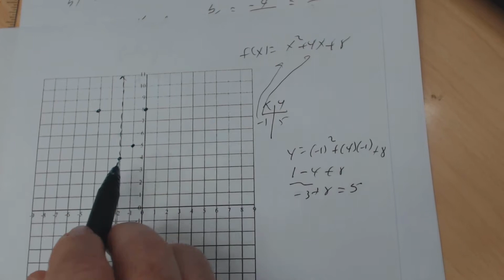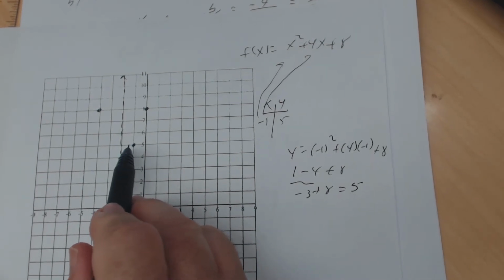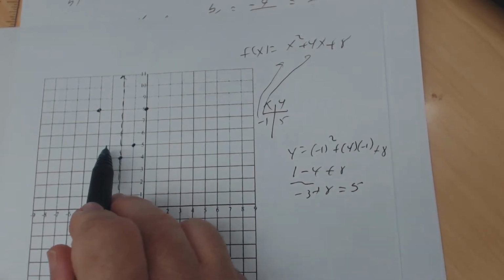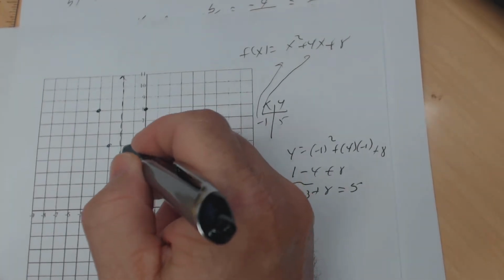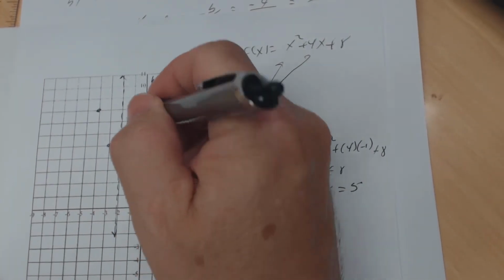So that's this. And then from here, notice from here, I'm going to go 1 unit to the left. And you just graph it, and there you go. There's your graph. You have your 5 points.